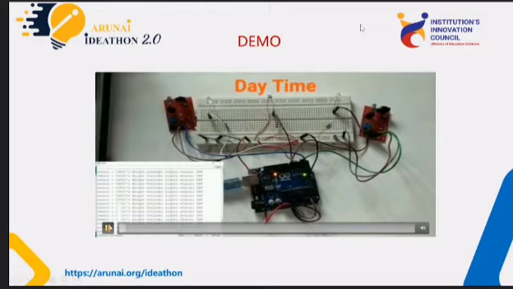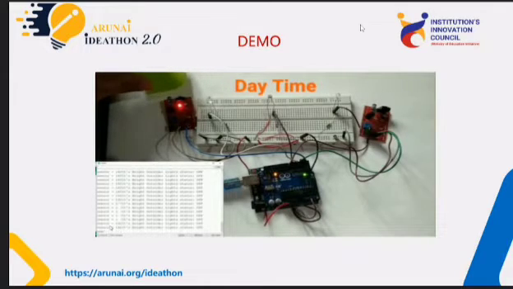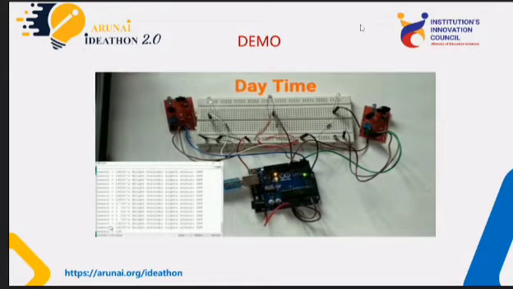Demo during the daytime: our brightness is greater than 100. If I keep some object near the IR sensor, we can see the LED is not going to be turned on. Similarly, at the other end also, the LED is not turned on.